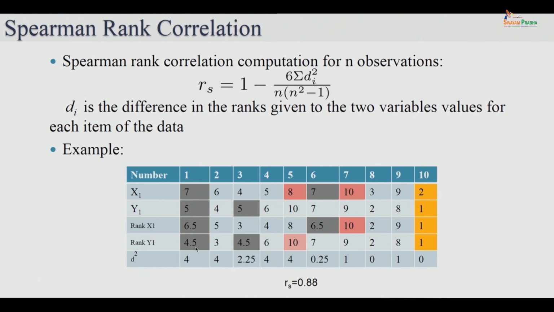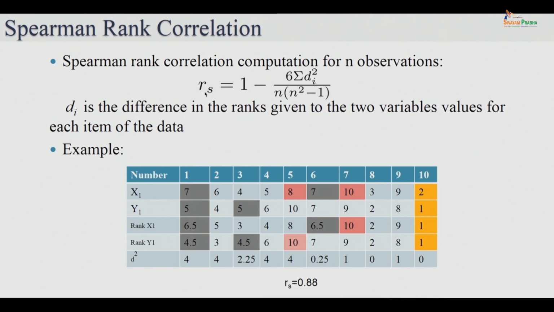Now, once you have got the ranks, you compute the difference in the ranks. In this case the difference in the rank for the first data point is 2 and we square it. Similarly, we take the difference in the ranks between xi and yi for the second data point, which is 2, and square it, and we get 4. Like this we take the difference in the ranks, square it, and we get the d squared values. We sum over all values and then we compute this coefficient.